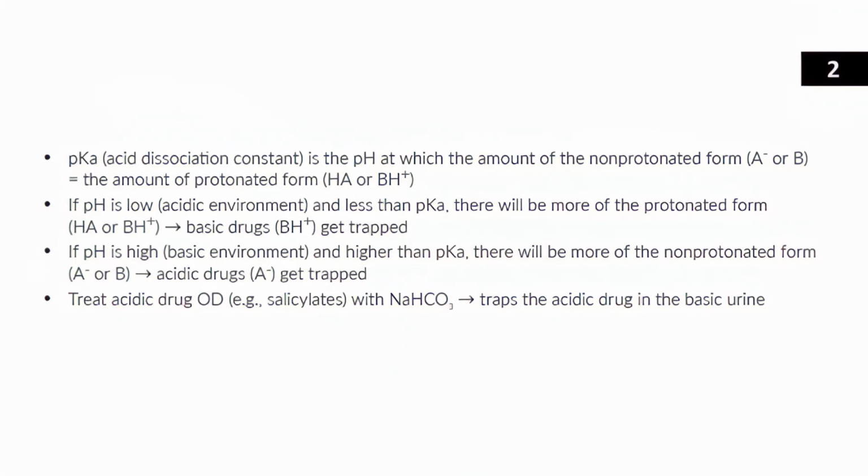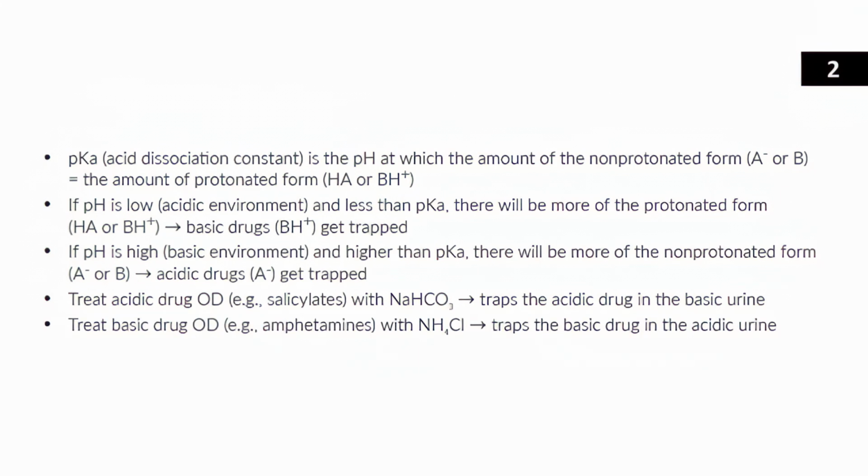Then the last bullet says, to treat overdoses of basic drugs like amphetamines, you acidify the urine by giving ammonium chloride. So ammonium chloride acidifies the urine and traps those basic drugs in the acidic urine.